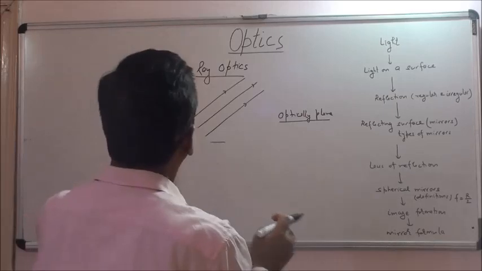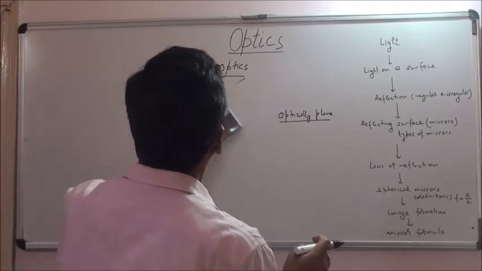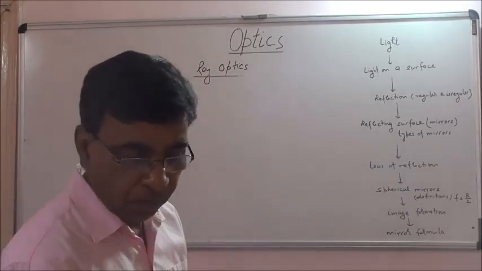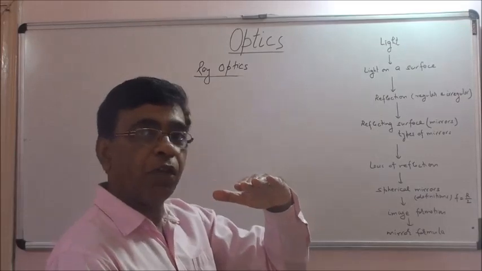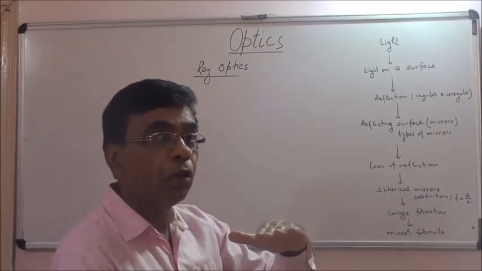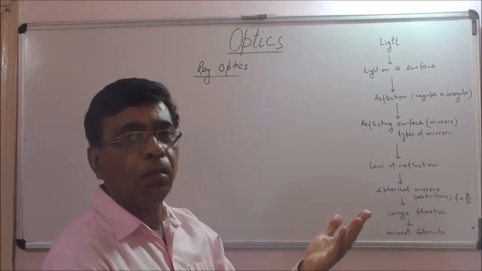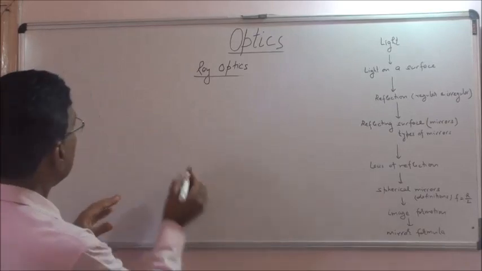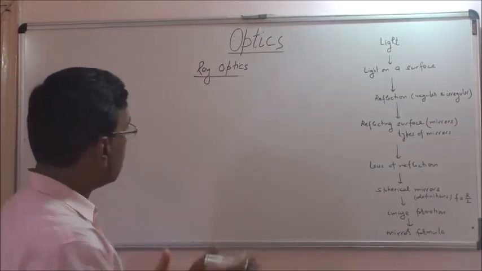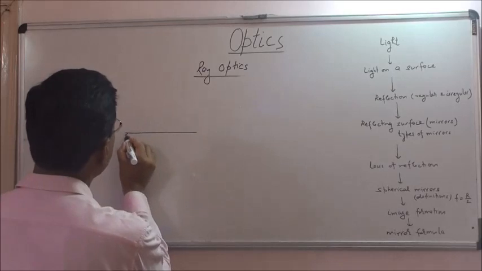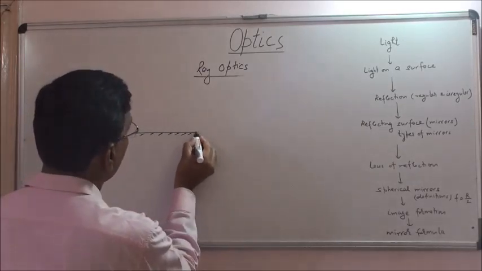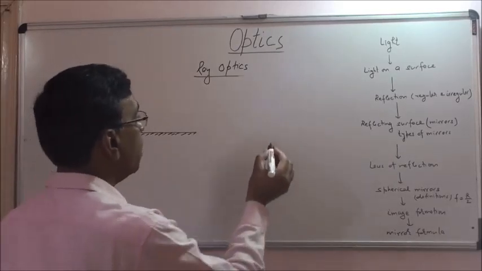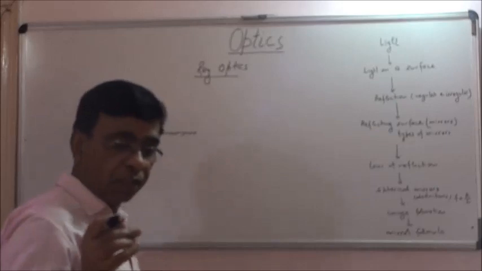And to get this regular reflection, we need an optically plane surface. So a surface should be optically plane and it should be able to reflect most of the light. Mirrors are designed to ensure it. And depending on the shapes, we may have plane mirrors, we use them in our houses, and we may have cylindrical mirrors also, we may have spherical mirrors also.